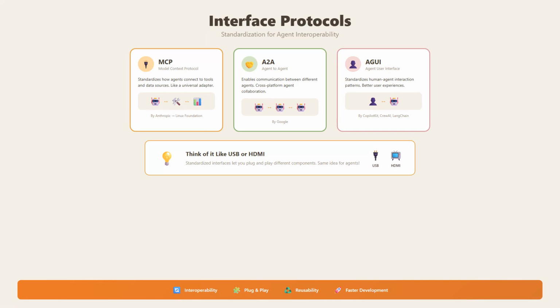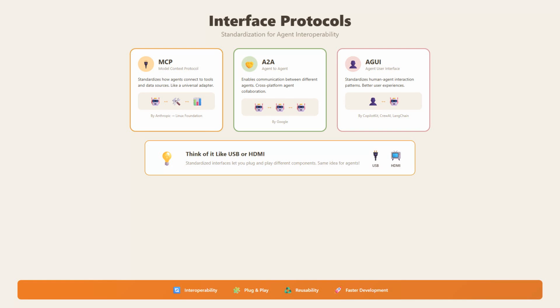Here's a helpful analogy. Think about USB and HDMI ports. Before these standards existed, every device had different connectors and you needed specific cables for everything. Once we standardized, you could plug any USB device into any USB port. The same principle applies here. With standardized agent interfaces, you can plug and play different components. A tool built for one agent works with another. An agent built by one team can communicate with agents built by others.